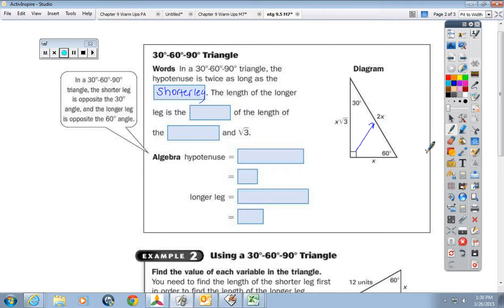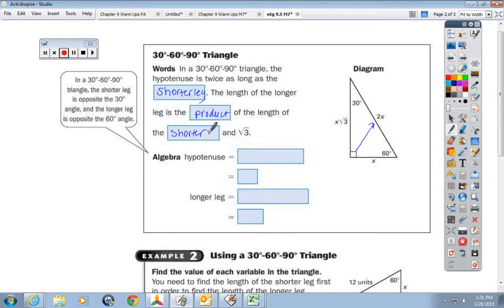Now the length of the longer leg is the product of the length of the shorter leg times the square root of 3.